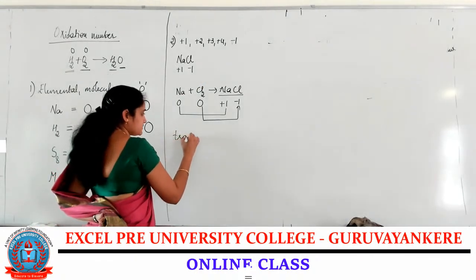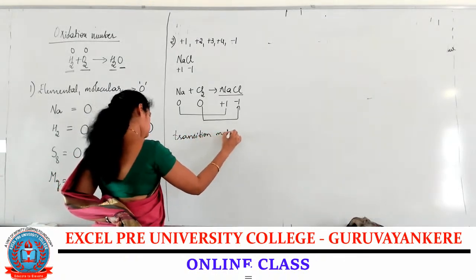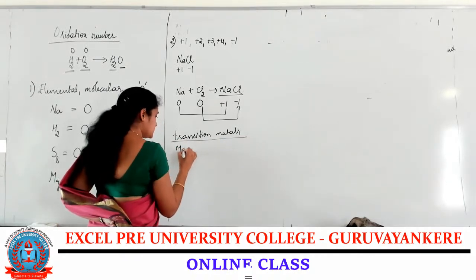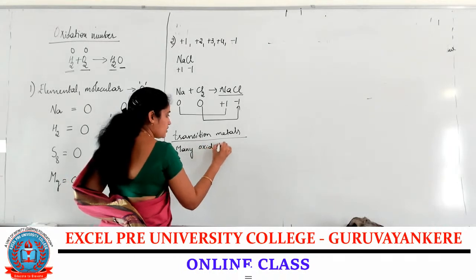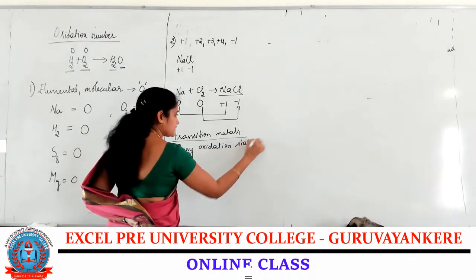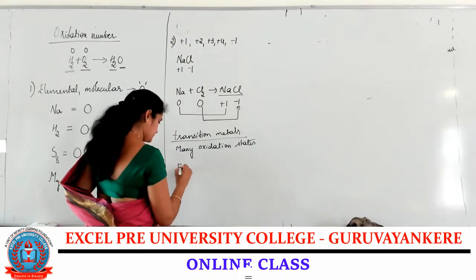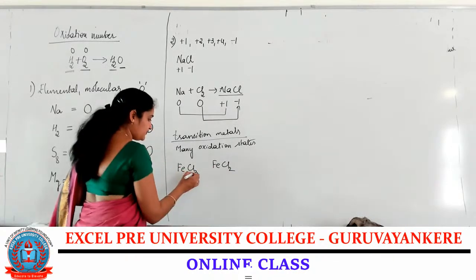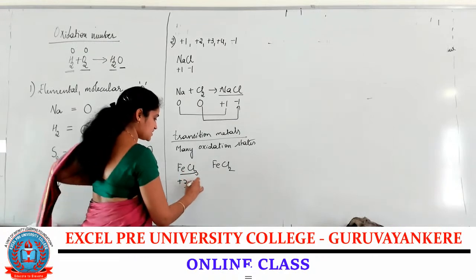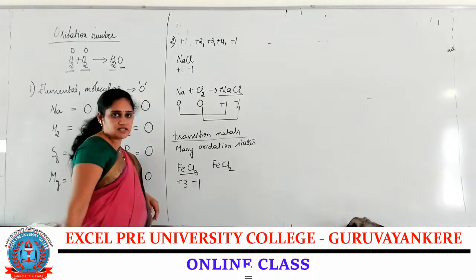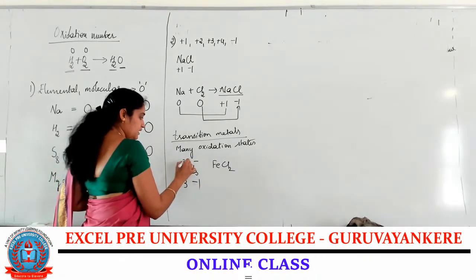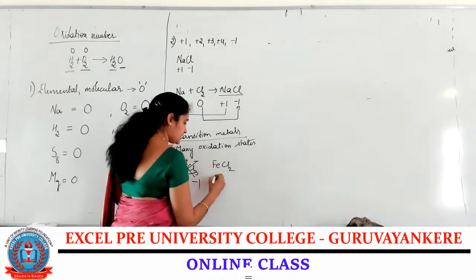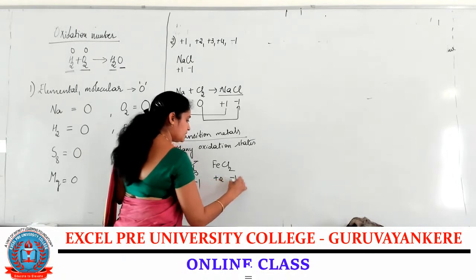And the transition metals exhibit many oxidation states. For example, FeCl3 and FeCl2. In FeCl3, iron exhibits the +3 oxidation state and chlorine exhibits -1; the charges cancel each other. In FeCl2, one is ferric chloride and the other is ferrous chloride, +2 and -1.